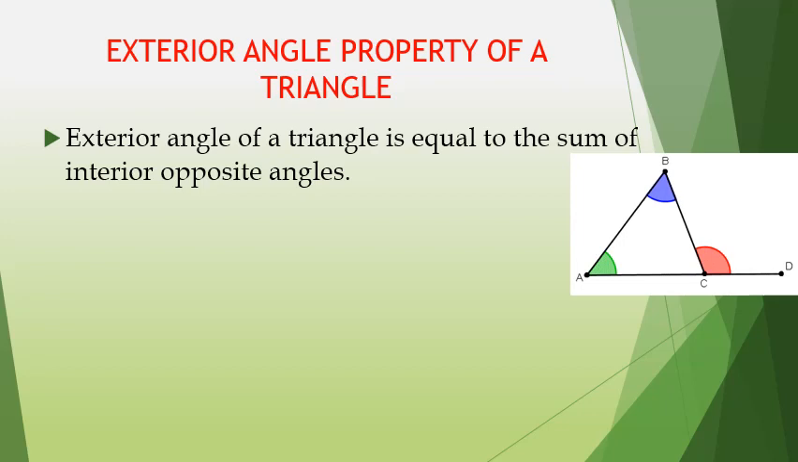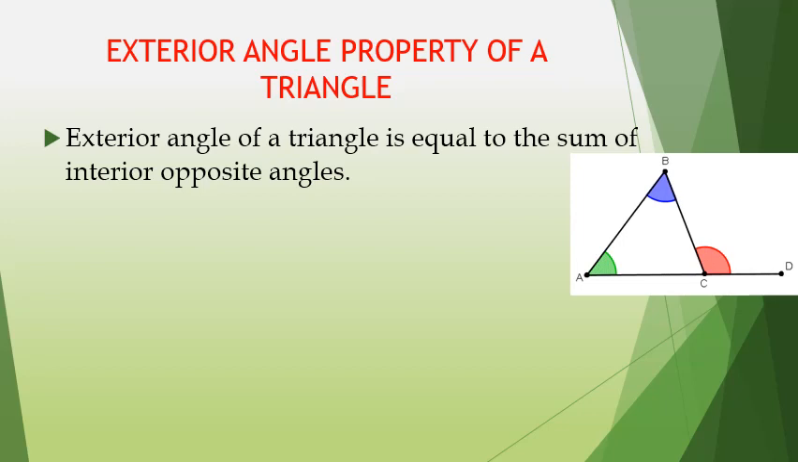By the exterior angle property of a triangle, exterior angle BCD will be equal to the sum of the interior opposite angles. Interior opposite angles means they should be interior angles. Which are the interior angles of the triangle? They are represented by blue color, green color and a colorless one, that is angle C just near the red color. The interior angle is the white one here. These are the 3 interior angles.